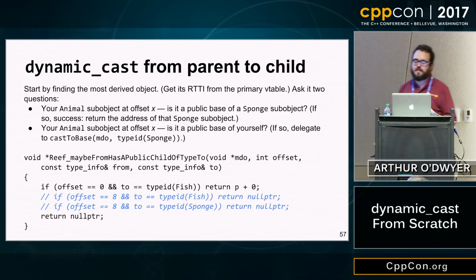So here's what we're going to do. We're going to find the most derived object. And then, at this point, we're going to ask it two questions. First, is that animal subobject that we started with a public base of a sponge subobject, whether you're supposed to know about it or not? And it can tell us that. Otherwise, is that animal subobject that we started with a public base of yourself? If so, then it's okay to give me your public sponge subobject. And here's code for that.